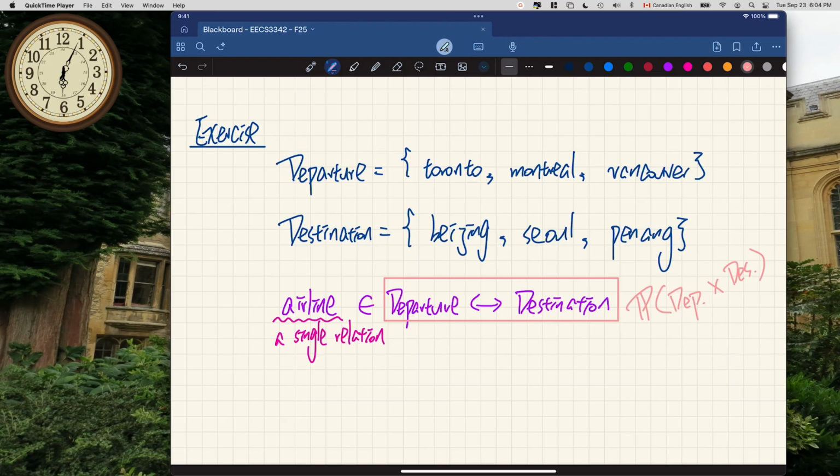So I got 2 questions for you. Number 1. Okay. What is the cardinality for the whole relation? Oh, let me write it formally. What is the cardinality of departure, relation, destination? You don't need to tell me the concrete number. That's okay. You can calculate it during the test. But how should we express that?